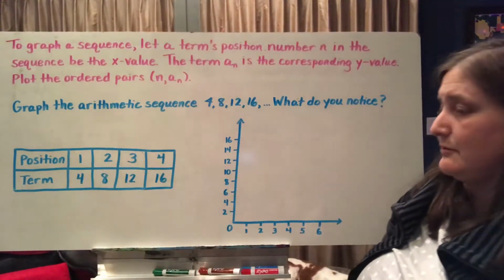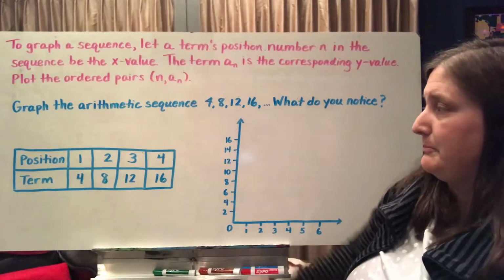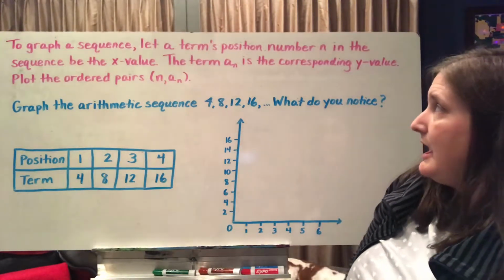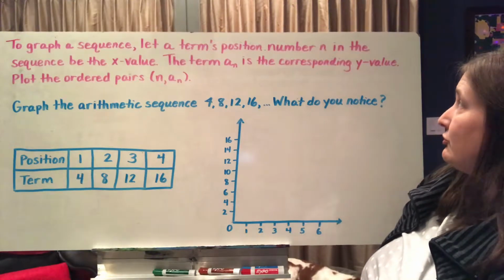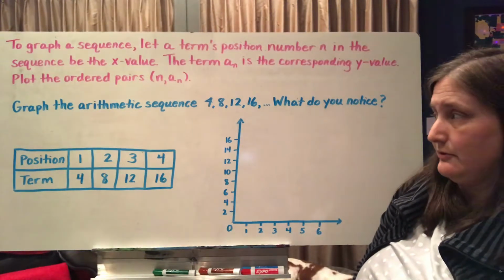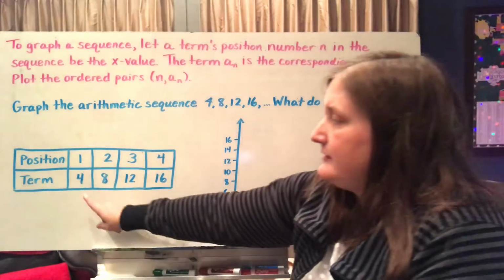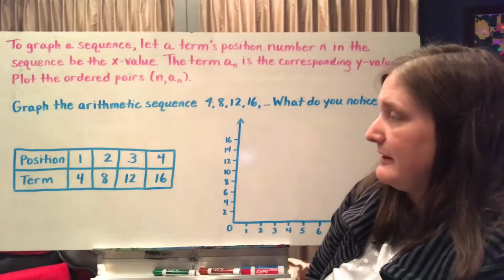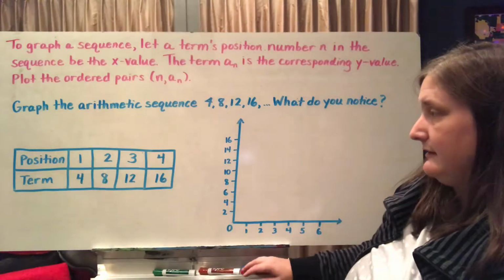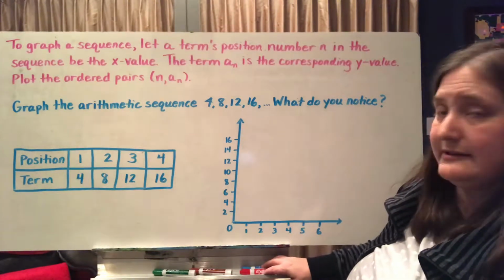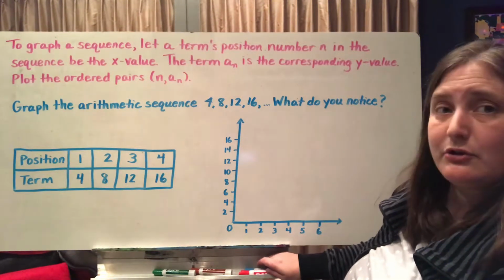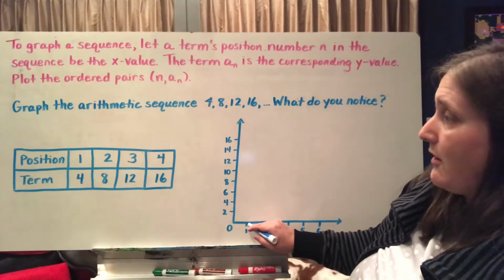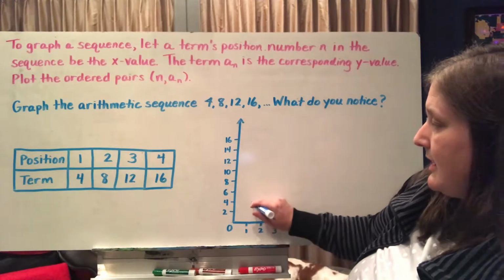To graph a sequence, we're going to let the term's position, first, second, third, fourth, be our x value, and we're going to let the actual term be our y value. So in this case, in this sequence, it went 4, 8, 12, 16. So 4 is my first term, 8 is my second, 12 is my third, and 16 is my fourth. So I'm going to graph them as ordered pairs. So my first number in the sequence was 4. That's going to become the point (1, 4).